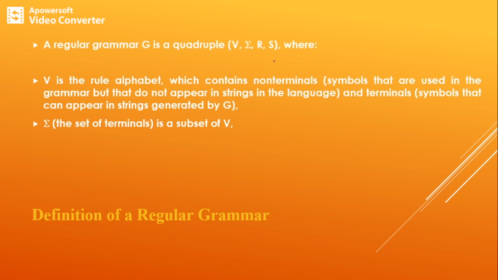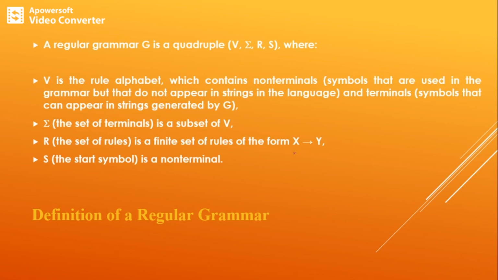Next we have sigma. Sigma is nothing but a set of terminals, or you can call it an alphabet also. And sigma, the set of terminals, is a subset of V. V contains non-terminals and terminals. Then R is a finite set of rules of the form X gives Y. And remember, X should always be a non-terminal. S is the start symbol, and it has to be a non-terminal.